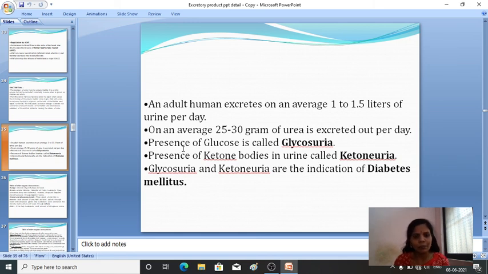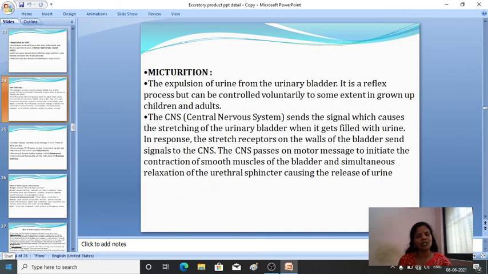Fine. Then the presence of glucose in the urine is called glycosuria, and the presence of ketone bodies in the urine is called ketonuria, and glycosuria and ketonuria are indicators of diabetes mellitus. Fine. So that's about micturition.